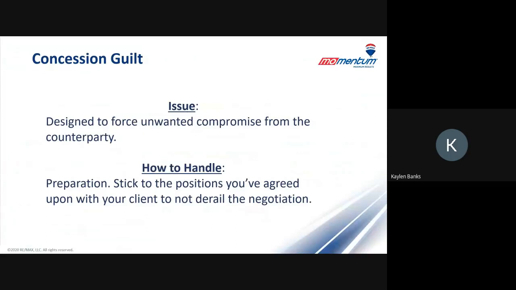So the first one is concession guilt. Concession guilt is designed to force unwanted compromise from the counterparty. So for example, party A might offer to close quickly if party B will offer a concession on the price, when in fact timing is not a priority to party B. So preparation is the best resource in a situation like this, and stick to the positions that you have agreed upon, your clients and you as the agent. That way your client won't get derailed by a negotiation tactic like this. Does that make sense? Okay.